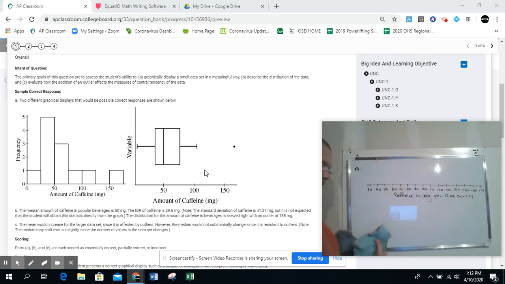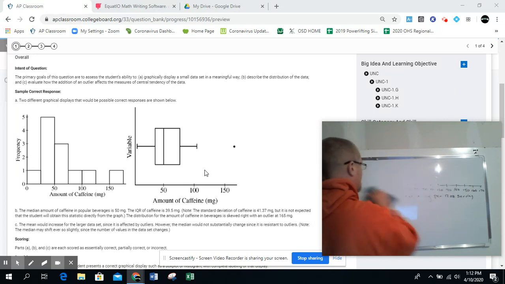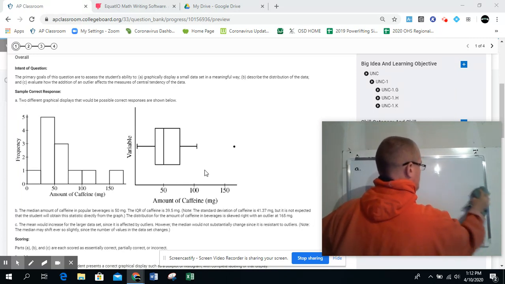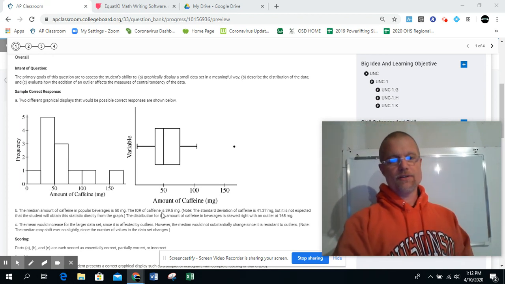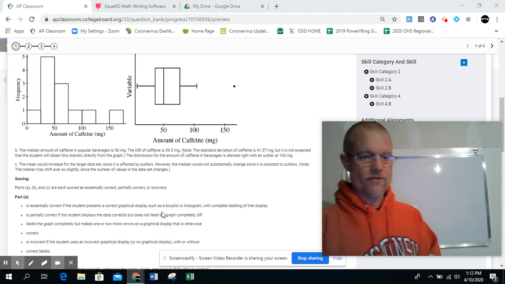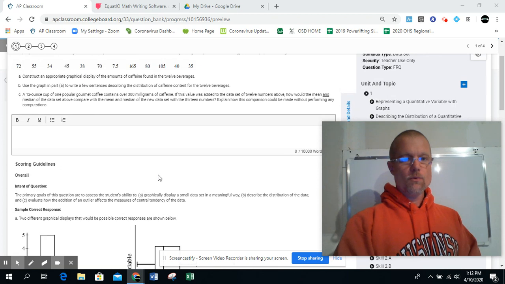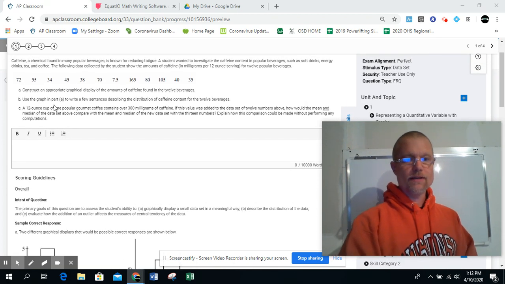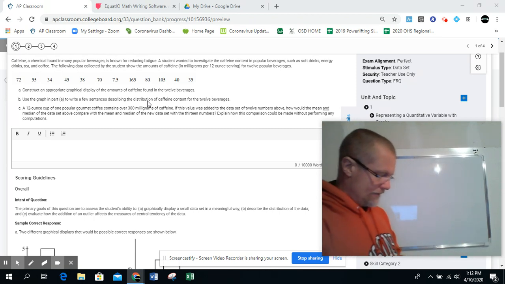So I don't need to put this up there anymore. Looking at part B, we have to describe the distribution. We have to get used to this: whenever we're asked to describe the distribution of a quantitative variable, something that we measure, like milligrams of caffeine, we have to describe it in terms of SOCS.